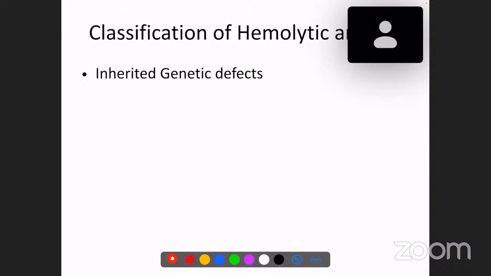What are the causes of increased destruction of the RBCs? First and foremost would be inherited genetic defects. In inherited genetic defects, the problem can be either in the RBC membrane or in the enzymes. The problems with the RBC membrane are hereditary spherocytosis and hereditary elliptocytosis. The problems with the enzymes, as you are aware, are G6PD deficiency and pyruvate kinase deficiency.